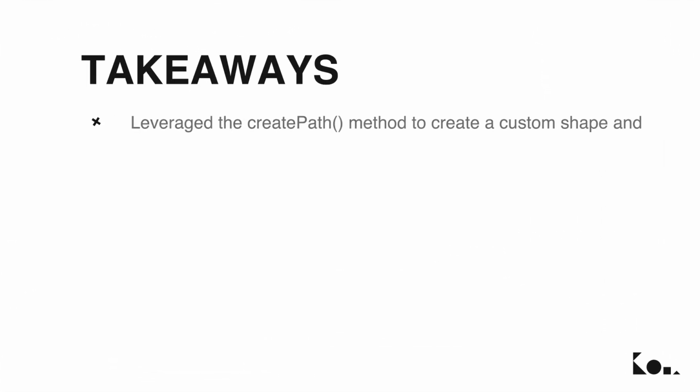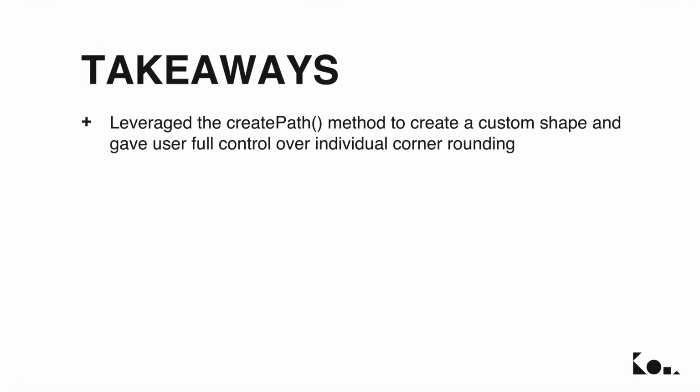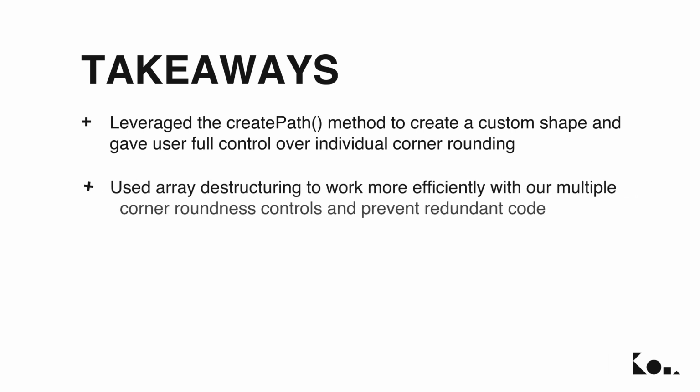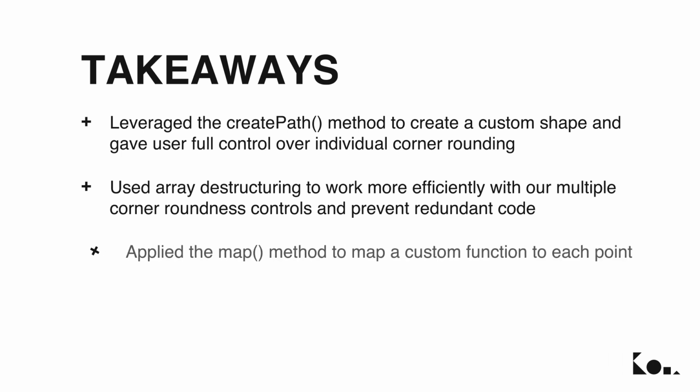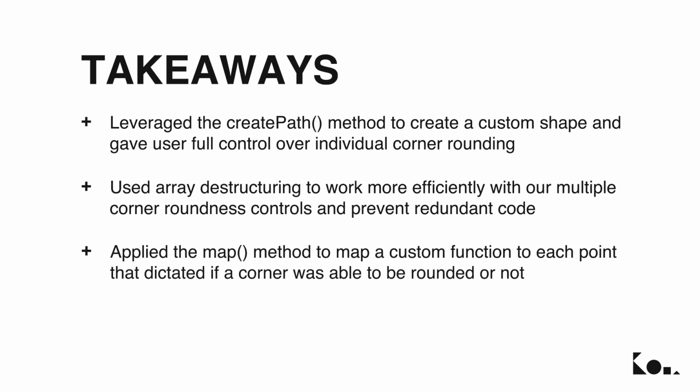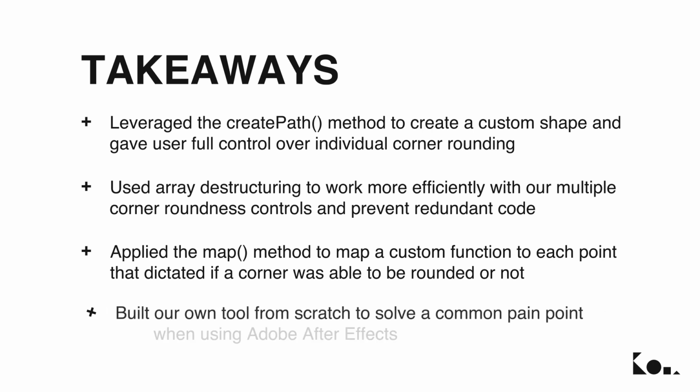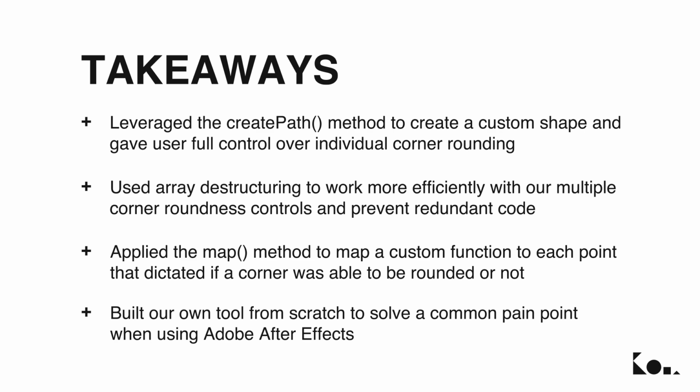In this video, we leveraged the createPath method to create a custom shape, and we gave our user full control over individual corner rounding. We used array destructuring to work more efficiently with our multiple corner roundness controls, and we prevented redundant code. Then we applied the map method to map a custom function to each point that dictated if a corner was able to be rounded or not. And finally, when all was said and done, we built our own tool from scratch to solve a common pain point when using Adobe After Effects.